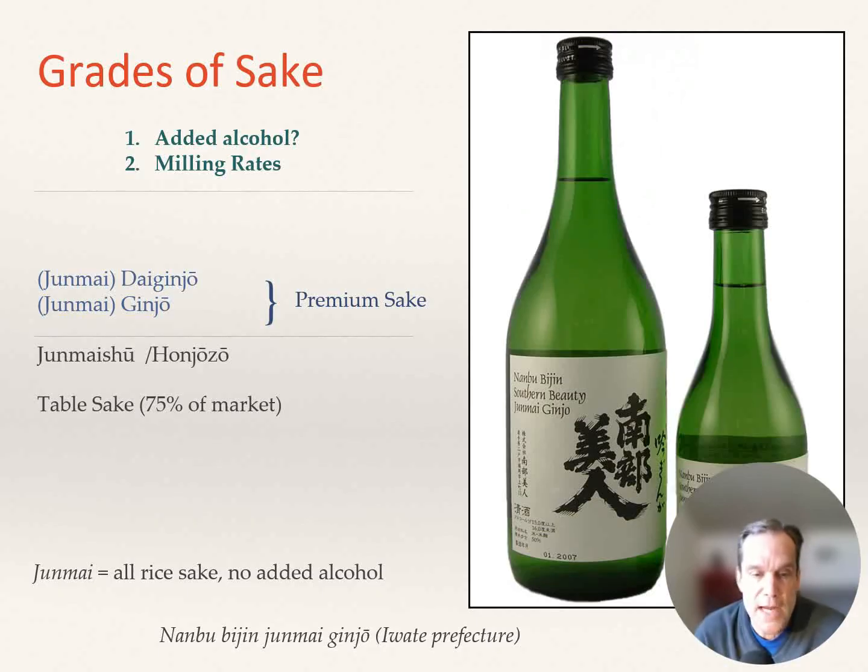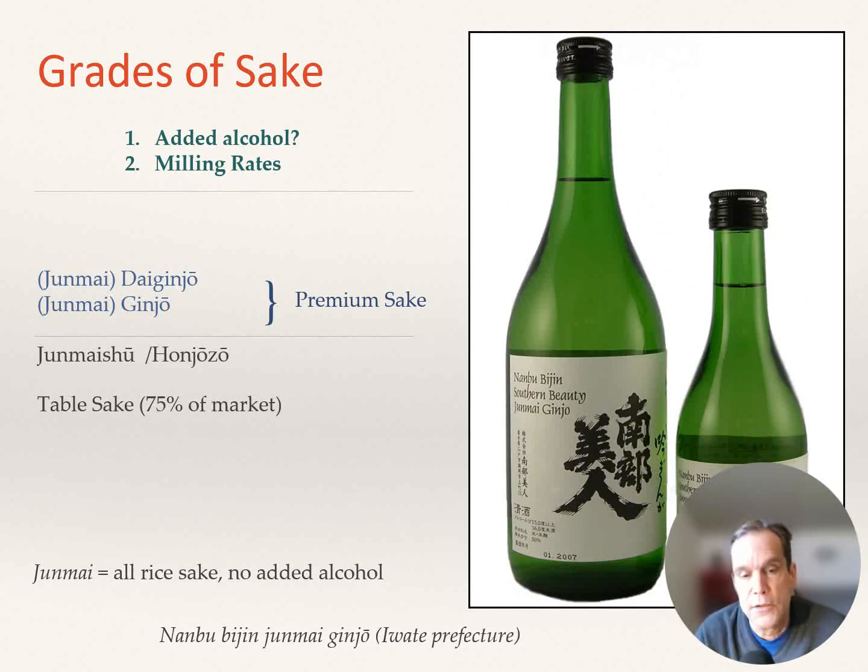Second rank is a ginjo, and that means that 40% of the rice has been milled away. So imagine a rice grain, and it's been polished. If more than half of it, or half of it at least, has been polished away, we can call that a daiginjo. If 40% of it has been polished away, it's a ginjo.